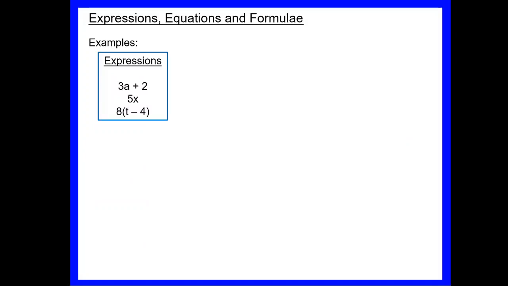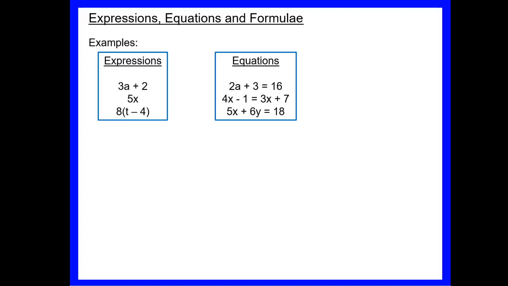Okay, some examples then. So expressions. We said expressions have terms and operators. So 3a plus 2, so we've got a term, an operator and a term. 5x is a term. And we've got 8(t minus 4). So we've got the terms 8 and t and 4, and our operators are minus and our brackets there.